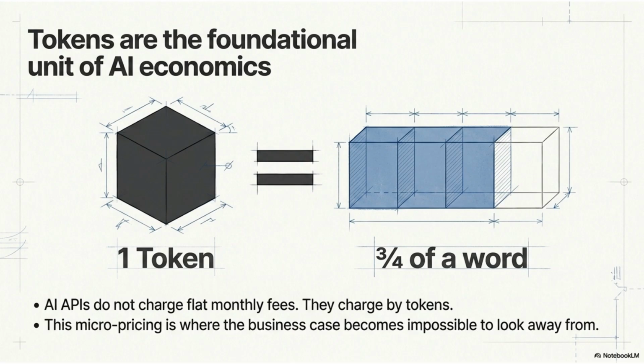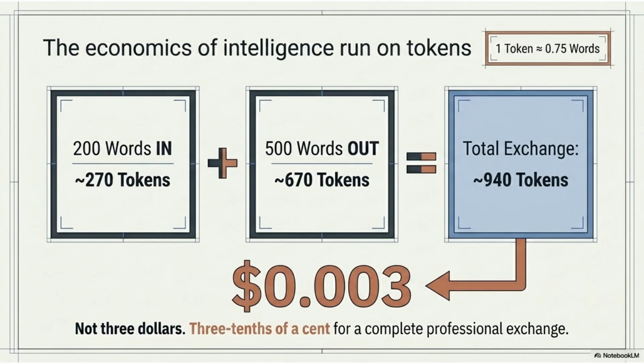The cost structure that makes AI products exceptional. Here is where the business case becomes impossible to look away from. AI API access is charged by tokens, units of text that are roughly three-quarters of a word each. A 200-word prompt uses approximately 270 tokens. A 500-word response uses approximately 670 tokens. The total cost for that complete exchange, prompt in, response out, runs approximately 3 cents, not $3. 0.03 of a cent.